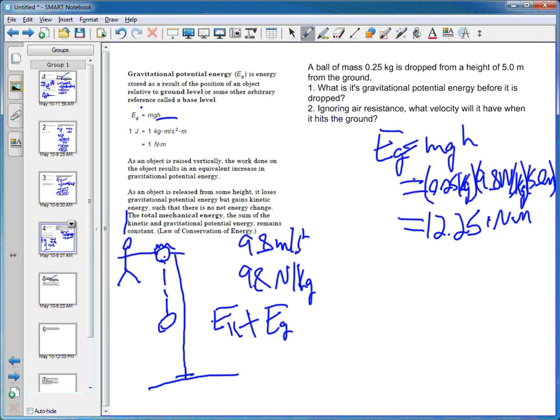Now we have two significant figures and two significant figures. 9.8 we can take to be two significant figures. So our answer needs to be two significant figures. So this is going to round to just 12 Newton meters or joules. So that's the answer to 1.